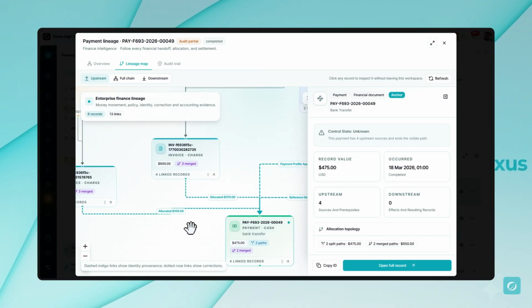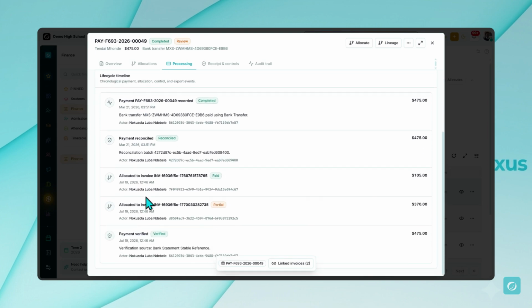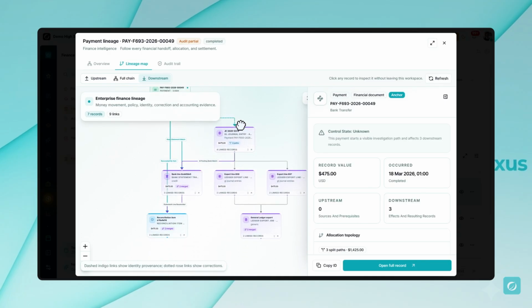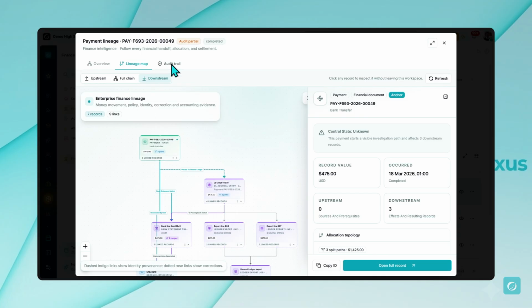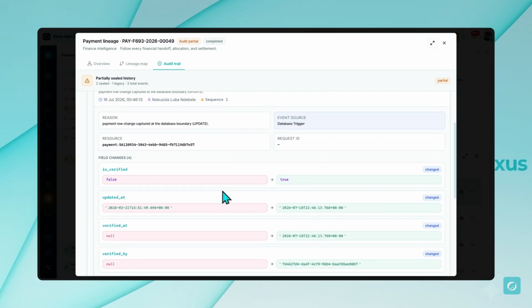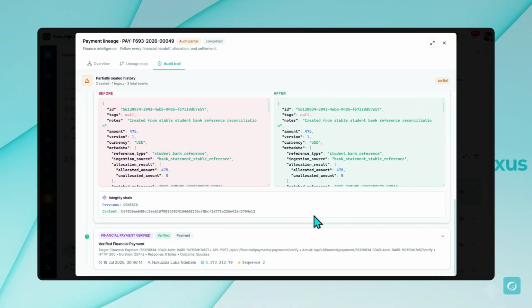The payment life cycle records the significant events in sequence. We can see when the payment was recorded, when it was reconciled, when $105 was allocated to the first invoice, when $370 was allocated to the second, and when the payment was verified. Each event identifies the linked record, timestamp, status, amount, and responsible user or process. In the detailed audit view, Makronexus can also expose the accountability reason, request context, exact field changes, and before and after values for audited mutations. For sealed audit events, the system also reports the integrity status of the hash-linked sequence.